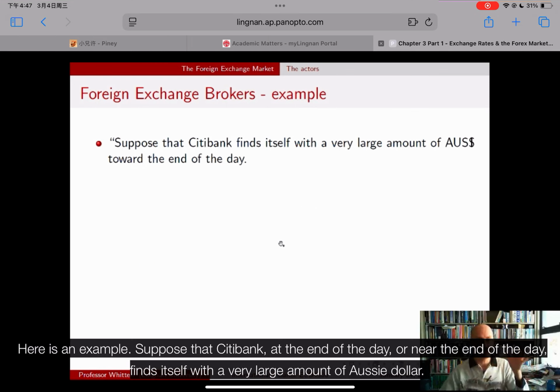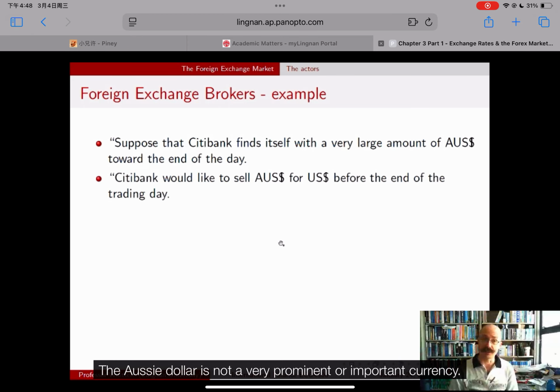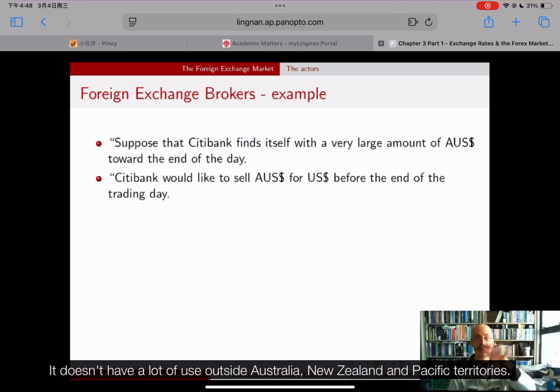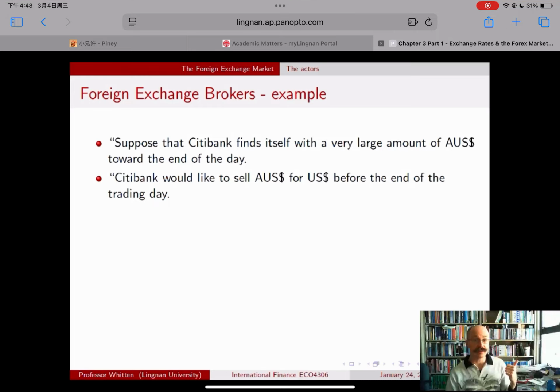Here is an example. Suppose that Citibank, near the end of the day, finds itself with a very large amount of Aussie dollar. The Aussie dollar is not a very prominent or important currency. It doesn't have a lot of use outside Australia, New Zealand, and Pacific territories. Citibank would like to sell this Aussie dollar for US dollar before the end of the trading day.